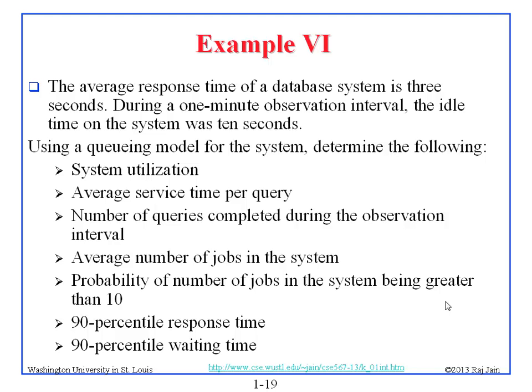Now, can you tell me what is the system utilization? What is the average service time per query? What is the number of queries completed during that minute? Average number of jobs that were in the system. What is the probability of the number of jobs in the system being more than 10? What is the 90 percentile response time? What is the 90 percentile waiting time? All of these things. Can you tell? The answer is yes, under certain assumptions. What are those assumptions? So we'll talk about that.